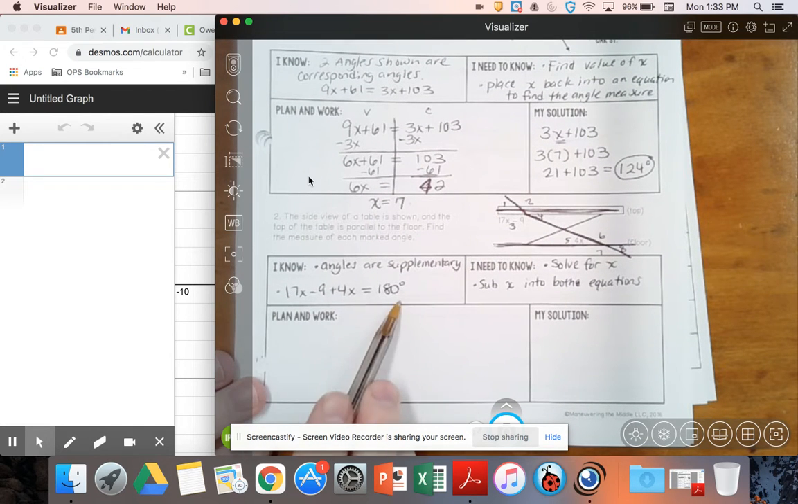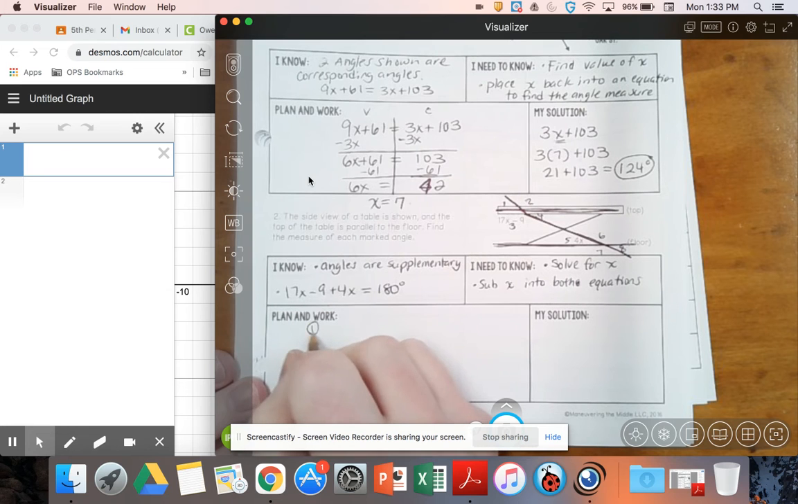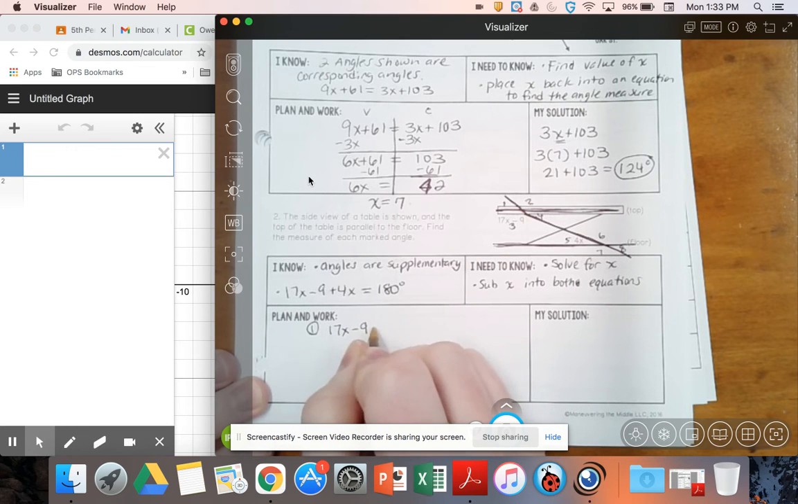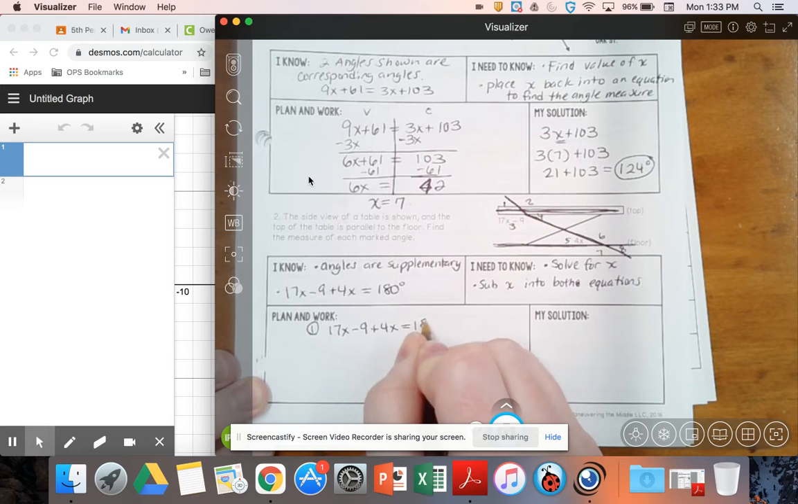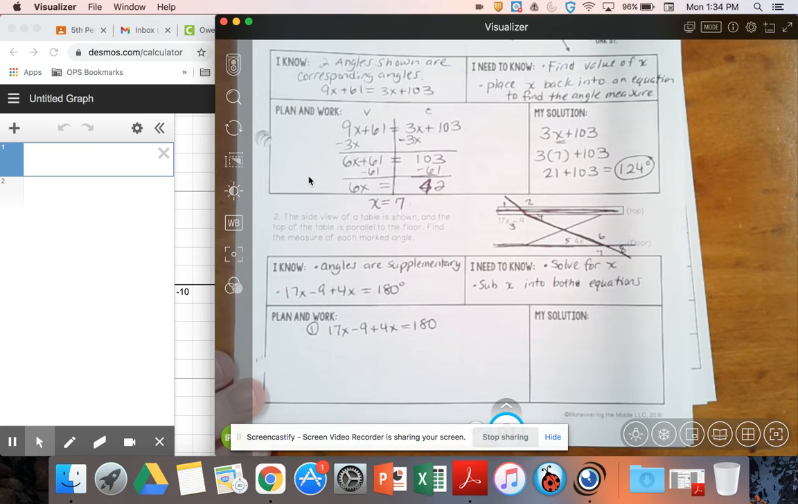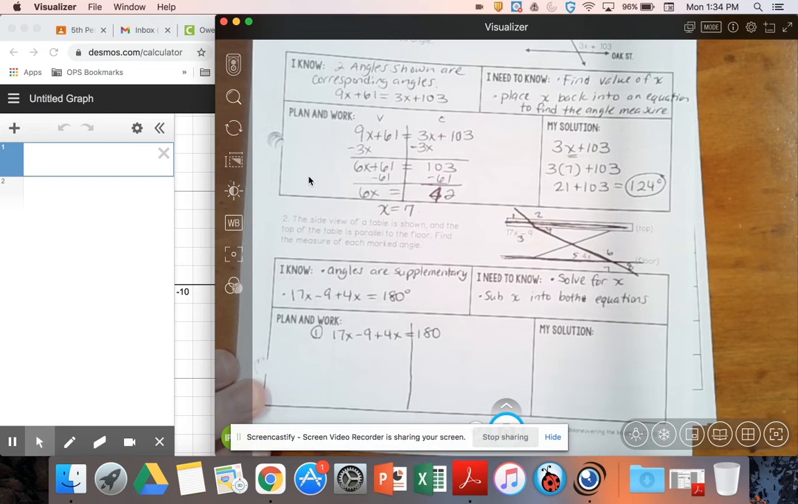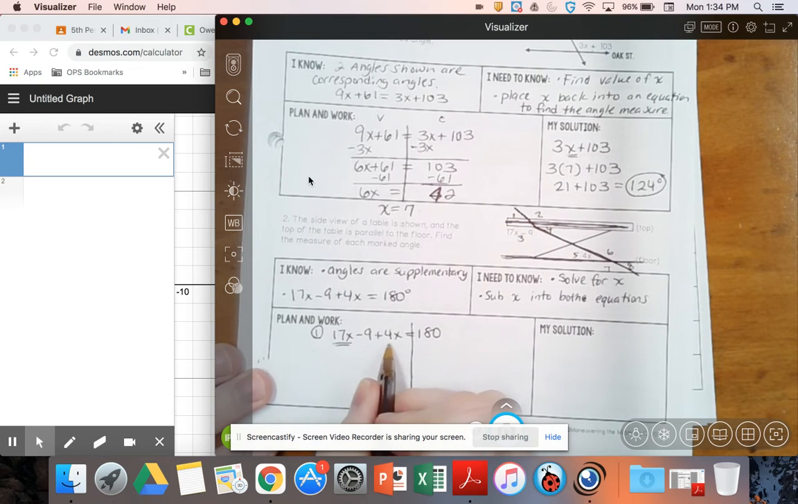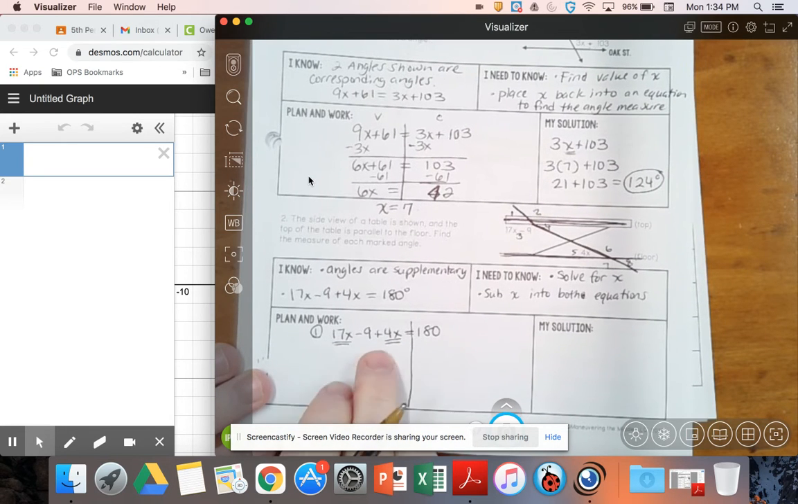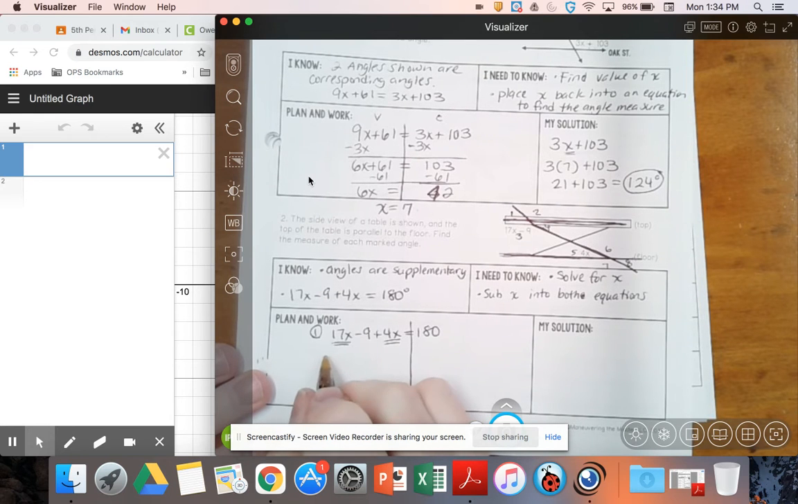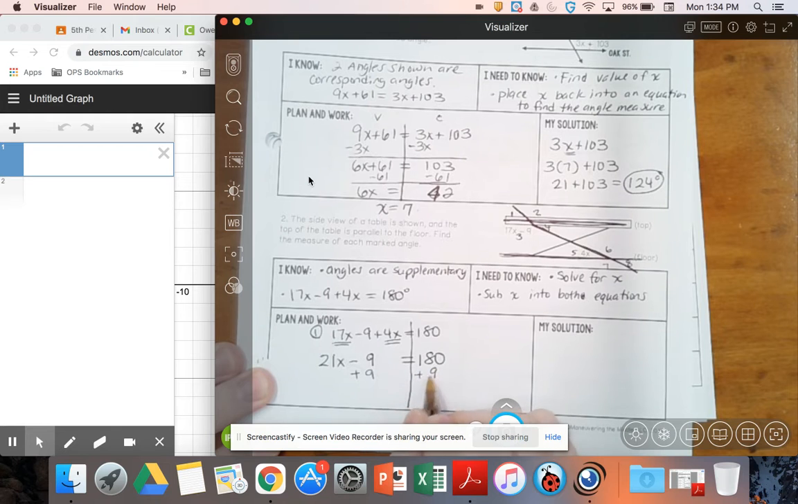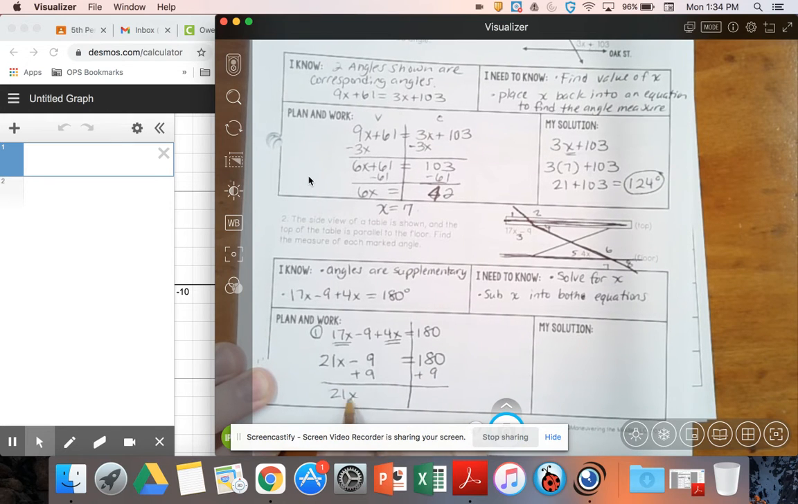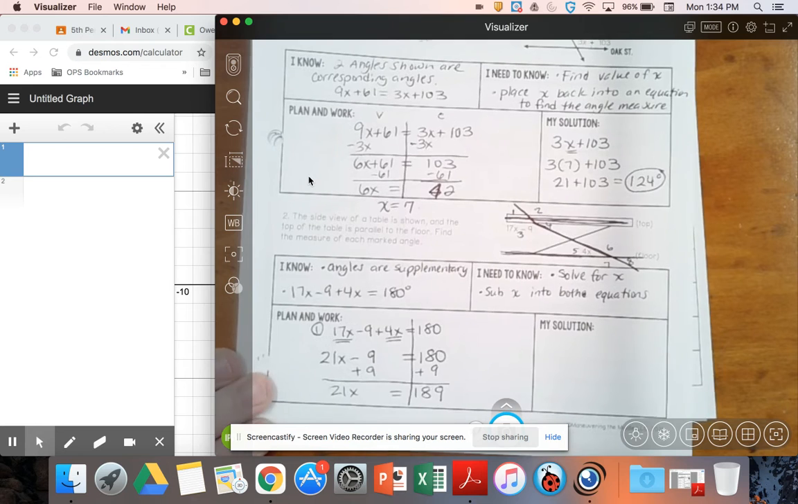The first thing I need to do is solve this equation, because I know that these two angles are supplementary, and what that means is they add up to equal 180. Before I can start to solve, I need to clean some things up. I need to combine some terms, because I have 17x and 4x I can put together to give me 21x minus 9 equals 180. I can now add 9. 21x is equal to 189.